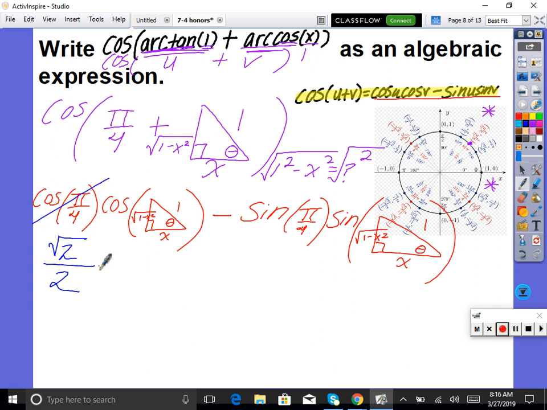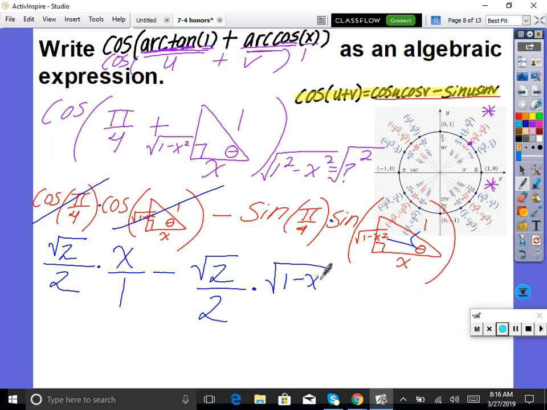And that's times sine, right? There's a times sign. What is the cosine of this right triangle? X over 1. I've now calculated that. Minus sine. Sine at pi fourths is root 2 over 2. That's a times sign right there. And then what is the sine of that triangle? Opposite over hypotenuse, right? So we have the square root of 1 minus x squared over 1.